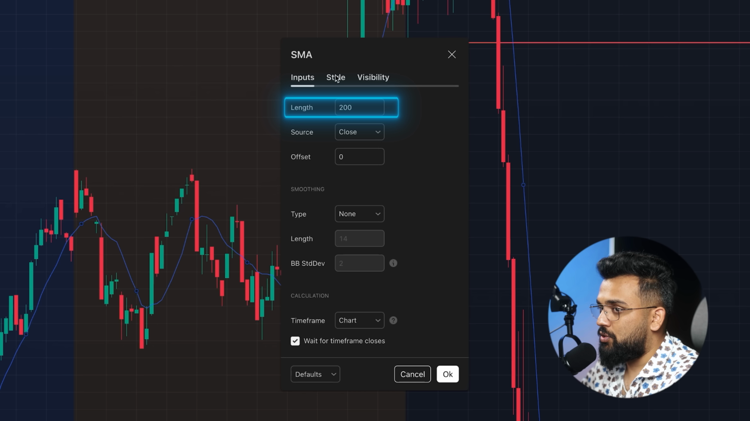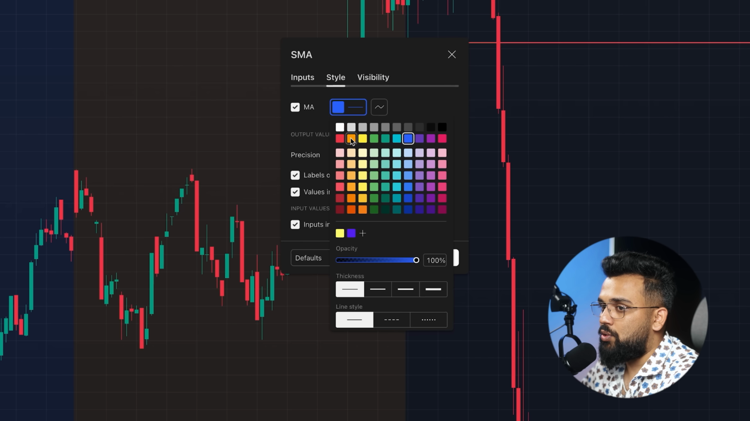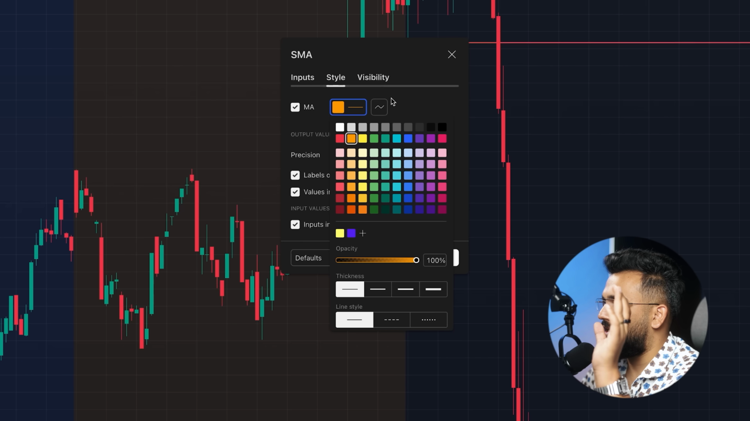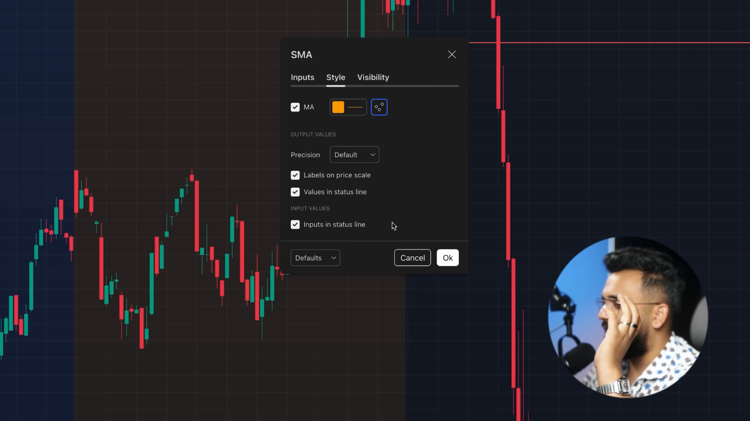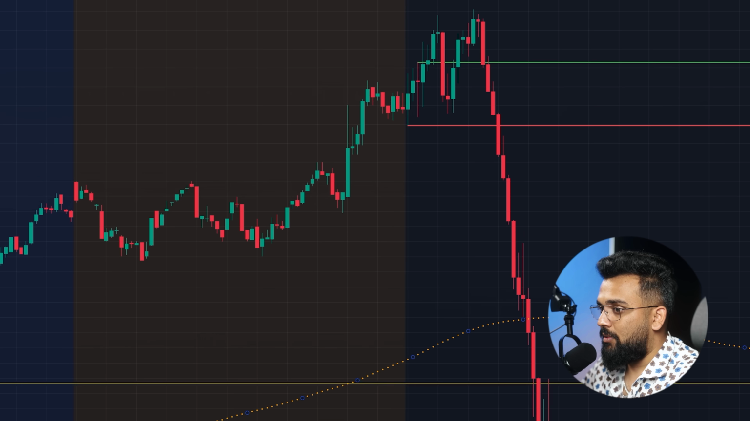And then what I want you to do is go to the style and change the settings to orange because it's the best settings that you can set up. And then, instead of the line, just set up circles. Why? Because line gets too messy otherwise. Once you have that, click on OK. Everything's good to go.